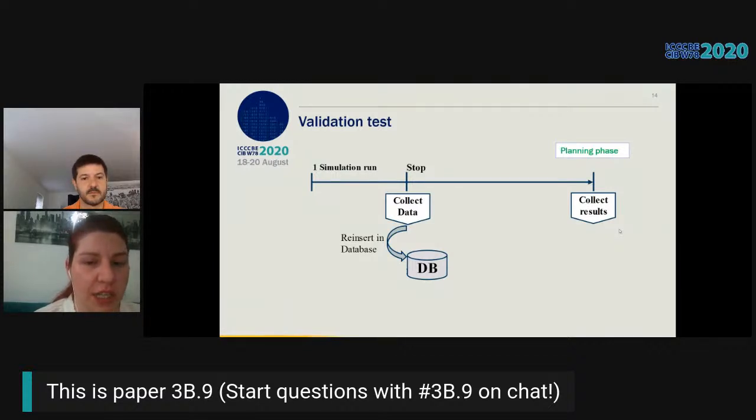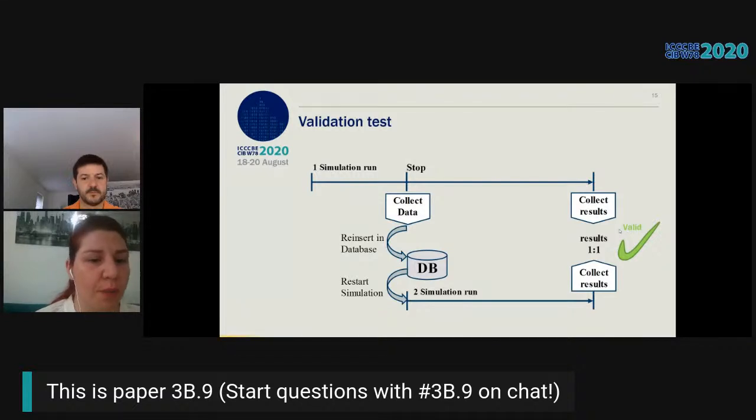So we did a validation test here. For this test, we eliminated the uncertainty from the inputs, and we assumed fixed values for all the inputs, and we ran the simulation up to some point. At this point, we collect all the outputs and reinsert them again in the simulation model without any change. Theoretically, we should have one-to-one results at the end because no disturbance occurred here.